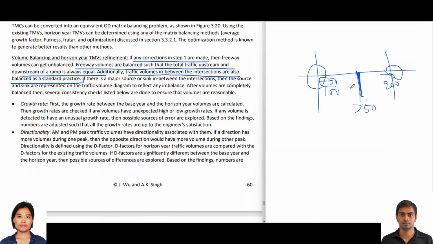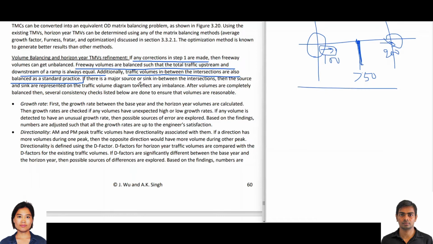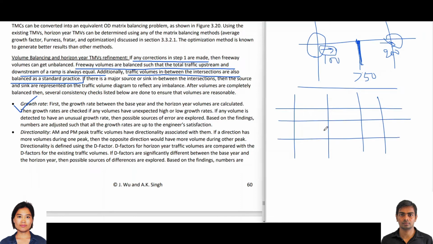And then there are some checks we do. Those checks are here. The first one is growth rate checks. What we do is look at the existing roadway network throughout the study area and figure out how much traffic has grown from existing to future.